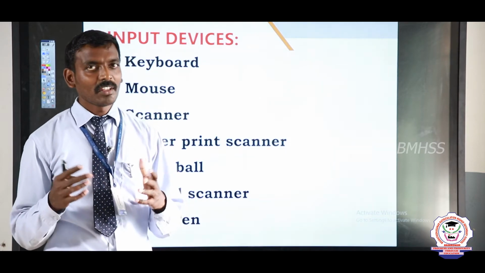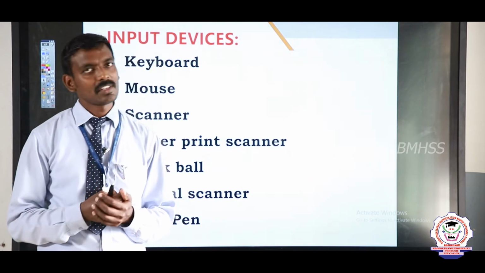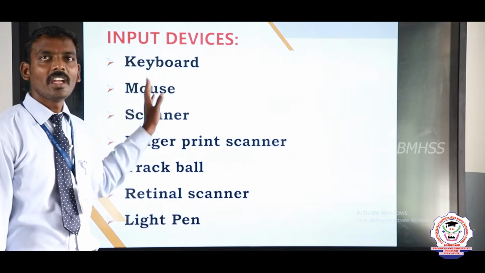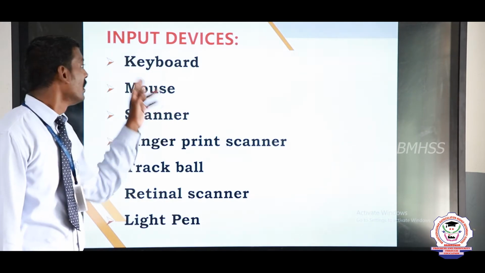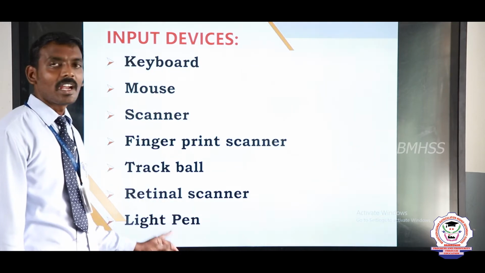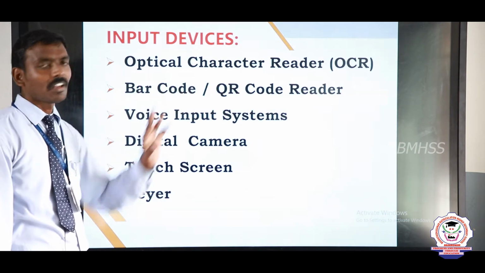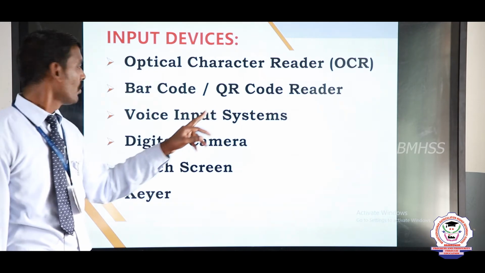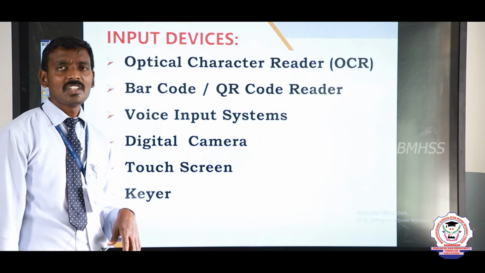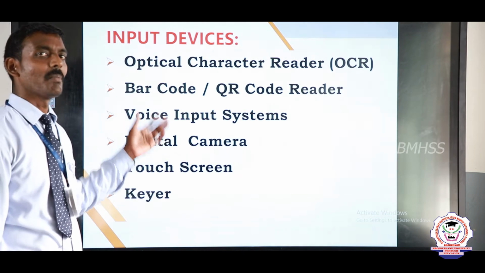In input devices we have several types. Each and every device is used for a separate purpose and has different features. What are these input devices? Keyboard, mouse, scanner, fingerprint scanner, trackball, retinal scanner, light pen, and so many input devices are there. OCR, optical character reader, barcode reader, QR code reader, voice input system, digital camera, touch devices, so many input devices are there. So we are seeing them one by one.